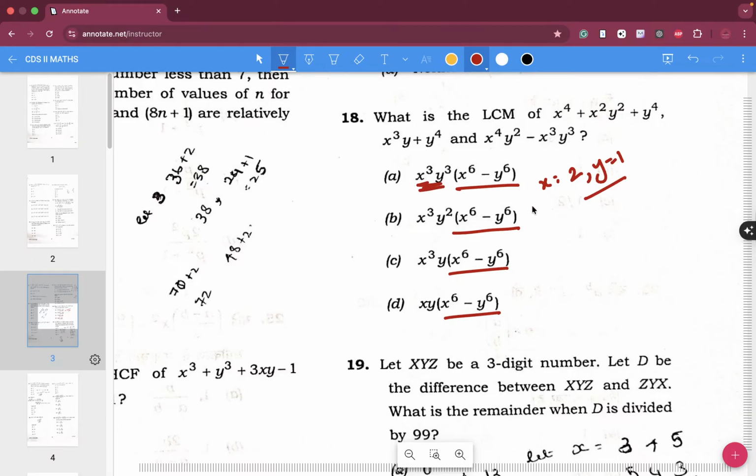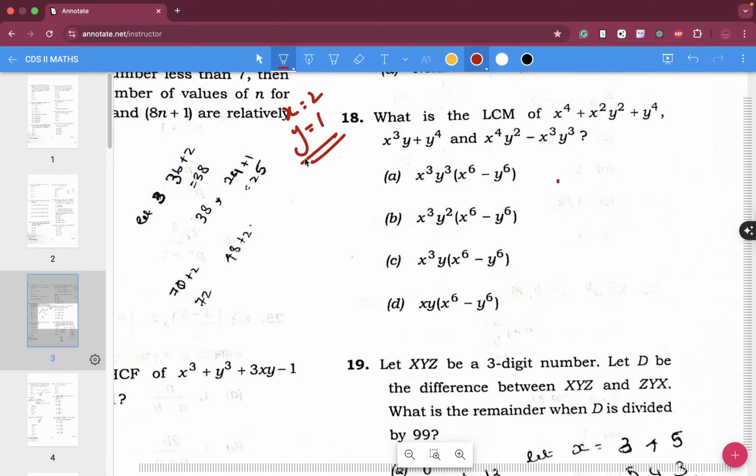If you put these values over here, obviously all four numbers are going to be different. Even by using x is equal to 2 and y is equal to 1, we could have solved this question for sure. Possibly we have made some calculation error, so let's just try to do it again.